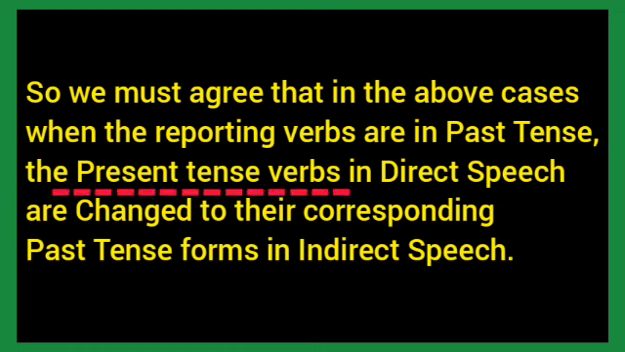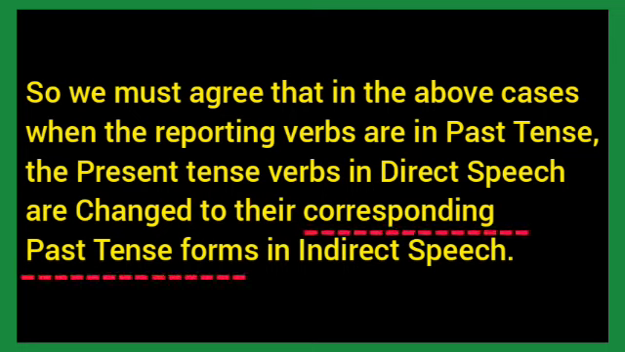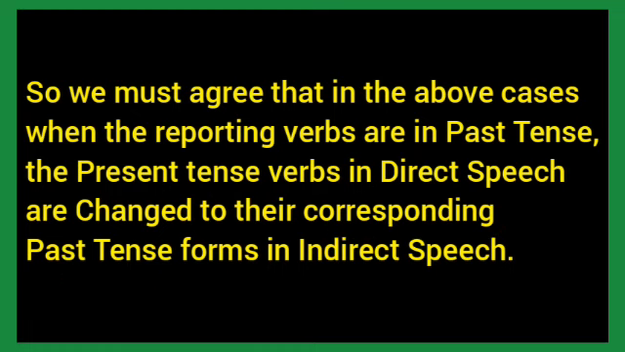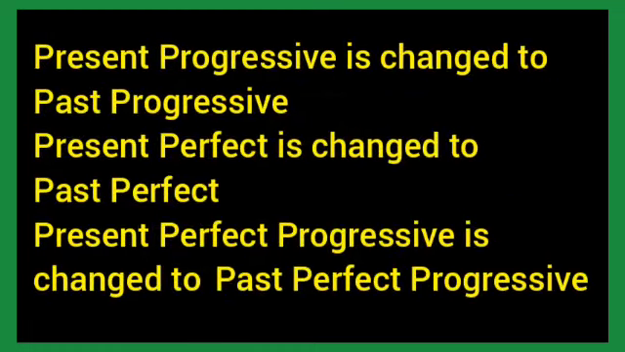So, we must agree that in the above cases, when the reporting verbs are in past tense, the present tense verbs in direct speech are changed to their corresponding past tense forms in indirect speech. Present progressive is changed to past progressive. Present perfect is changed to past perfect. Present perfect progressive is changed to past perfect progressive.